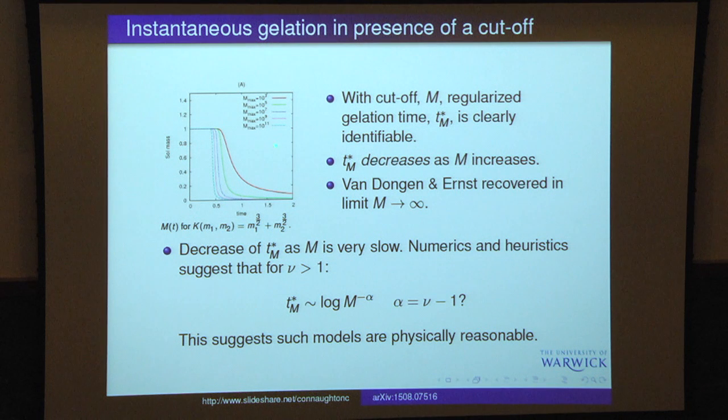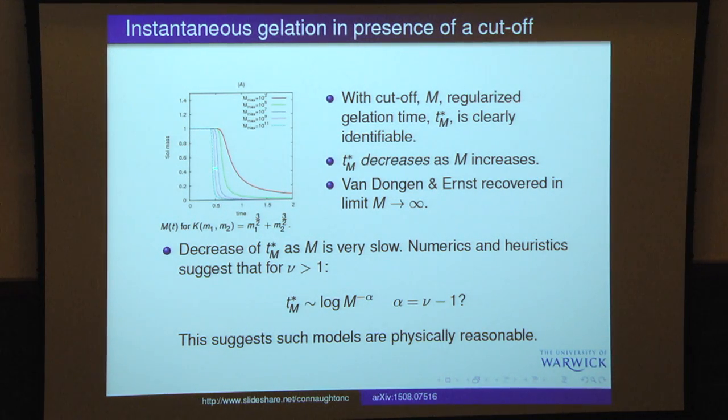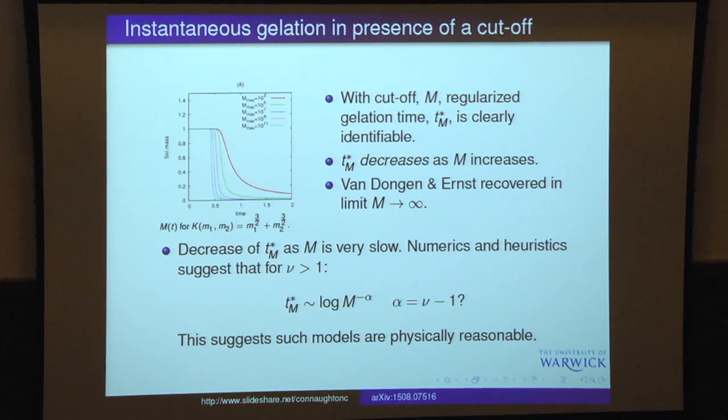Here is the corresponding numerical picture for this kernel, which has nu 3 halves, so it should be in this instantaneously gelling regime. Sure enough, as before, mass is conserved for a while, then it goes down. But now as you increase your cutoff, the time at which the mass goes down seems to be getting less. So if you take a big pinch of salt and extrapolate to infinite mass, then the result of Van Dongen and Ernst is kind of true. The regularized gel time seems to be decreasing, and maybe it goes to 0 as m tends to infinity.